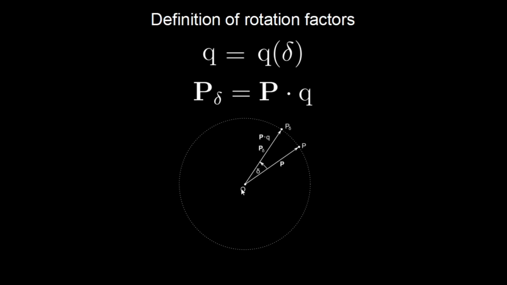O is the origin. Point P is represented by position vector bold P. Point P sub delta is represented by position vector bold P sub delta. The angle difference between the two vectors is delta. Here, multiplying rotation factor of angle delta to vector bold P makes it rotate to the position represented by vector bold P sub delta. It should be noted that the rotation factor changes the direction of the vector only without stretching or changing the vector's magnitude.